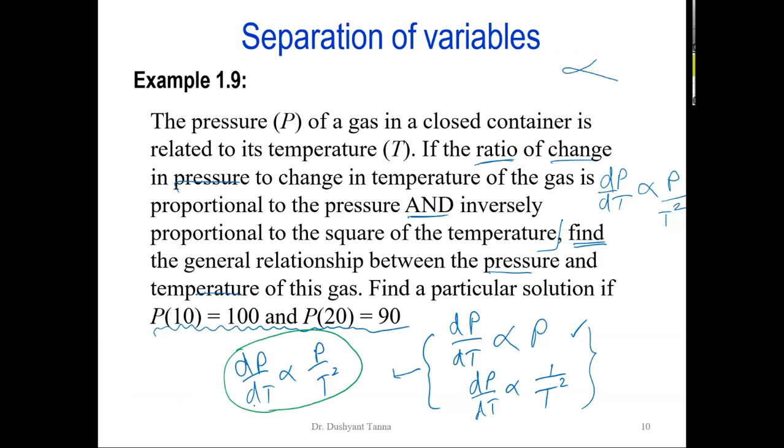Then find the general relation. That is what we are doing, including the constant C, or if there is more than one, C1 and C2, and the temperature of this gas. So you will find the general relation, and further, you will find a particular solution for P of 10 equal to 100, P of 20 equal to 90. Again, what this means is that P is your dependent variable on the temperature. So this is your T, this is your P, this is your T, this is your P.